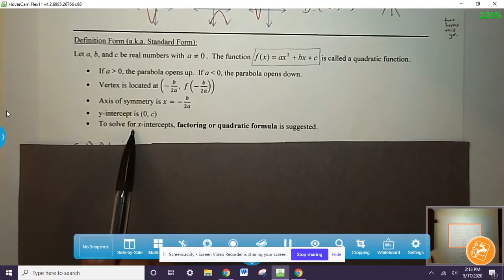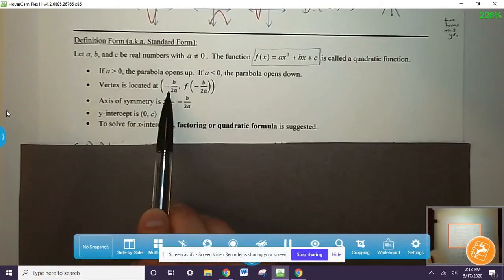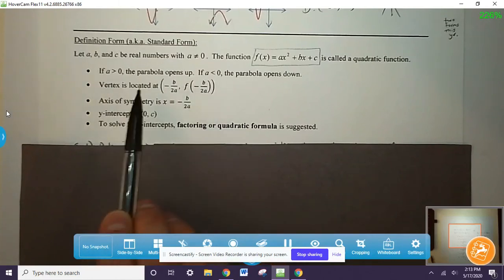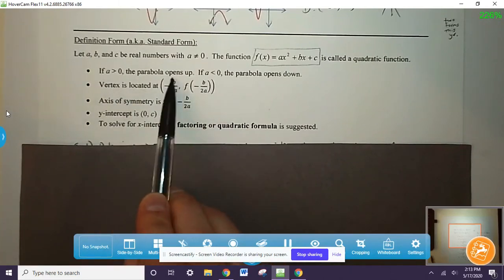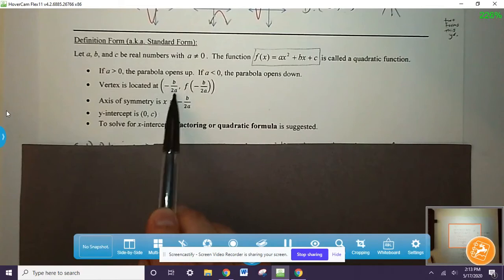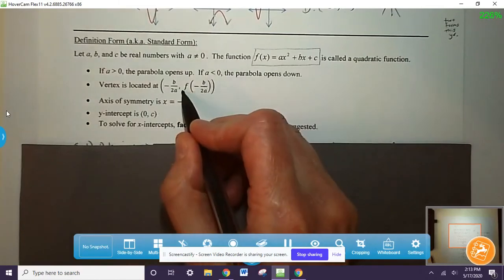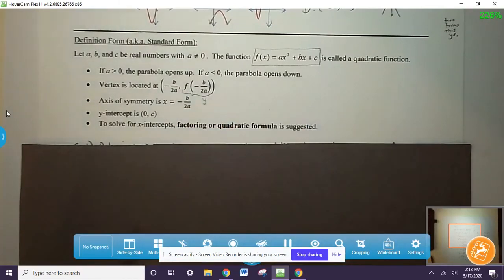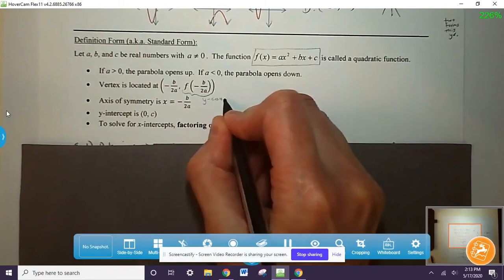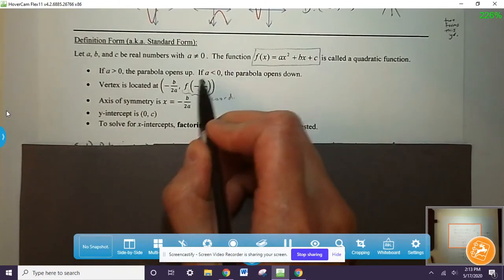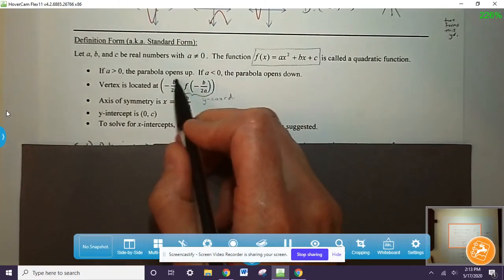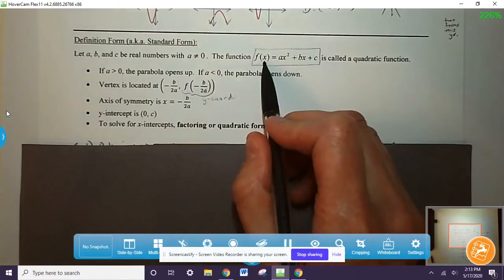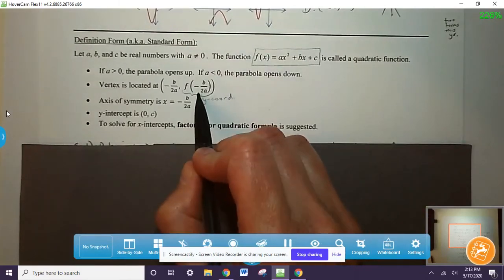And this part might look a little tricky to you. It's how to find the vertex. You use negative b over 2a to find the x coordinate, and this is the y coordinate. To find the y coordinate, all this says is f of negative b over 2a. So whatever you get for the x, you just plug it into the function f. That's all that means, and we'll see that in action in a moment.